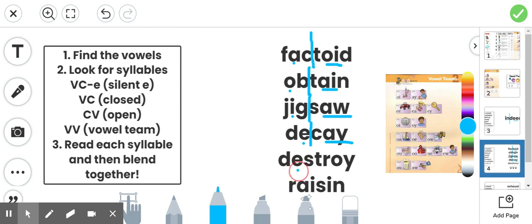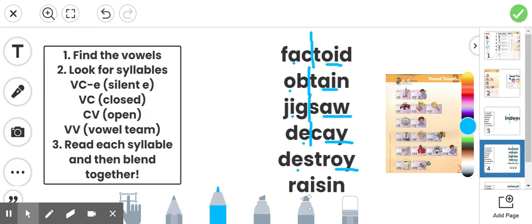Next we have E and OY. And in between are 3 consonants. And I see the 3 consonants are STR. And that's a blend that we see in lots of words like strong, string. So I'm going to keep them together.